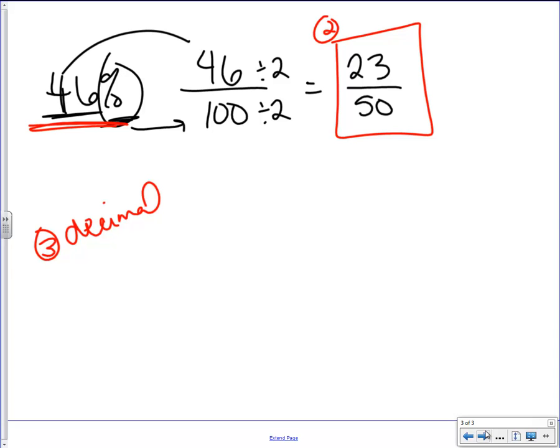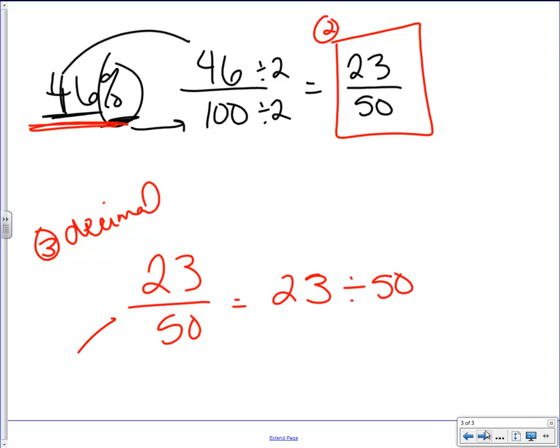This decimal is going to be found by taking the fraction that we just found and making it into a division problem. We read from top to bottom, so we have 23 divided by 50. Why are we using a divide sign? Because that right there means divide. So I put that into my calculator, and it spits out 0.46.